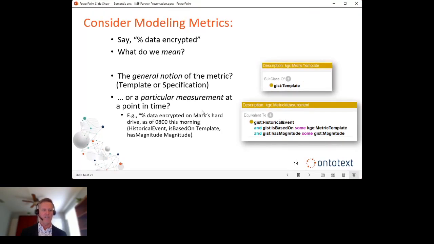And of course, being a particular measurement now, it's going to have some magnitude. So in this case, it might be what GIST would call an information quantity. I mentioned we have a generic notion of magnitudes. This one could go even more specifically: has magnitude of type information quantity. So how many bytes or bits are encrypted.